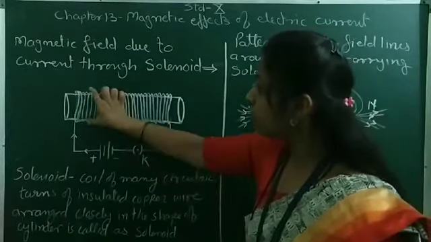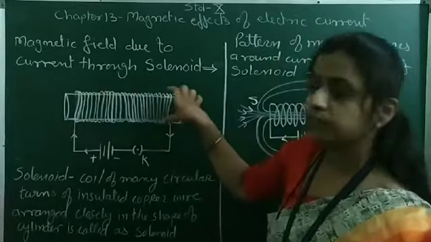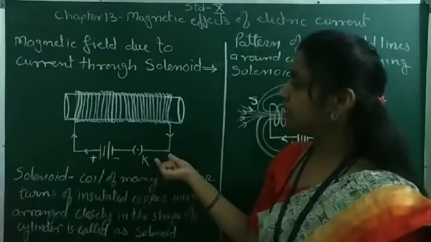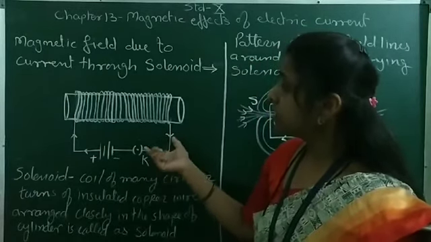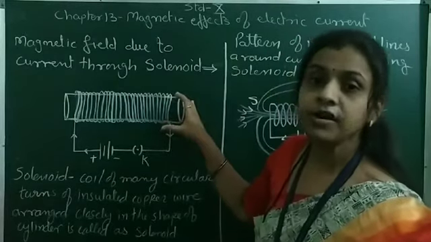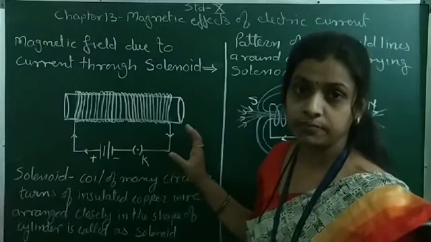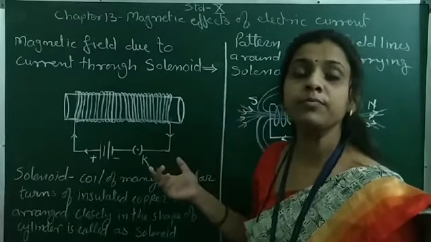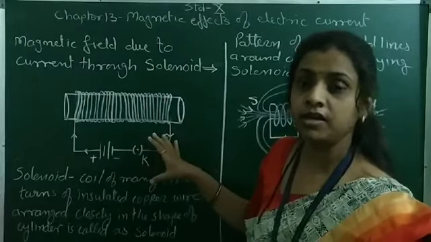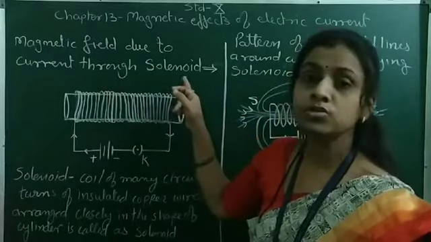So a solenoid is a coil having a large number of turns of insulated copper wire in the shape of a cylinder, and this wire is connected with a battery and plug key. Whenever electric current flows through this copper wire, a magnetic field is produced, and the magnetic field produced by a solenoid is similar to the magnetic field produced by a bar magnet. Just as a bar magnet produces a magnetic field, the solenoid also produces the same magnetic field when current flows through it, and therefore it is the magnetic field due to current through a solenoid.